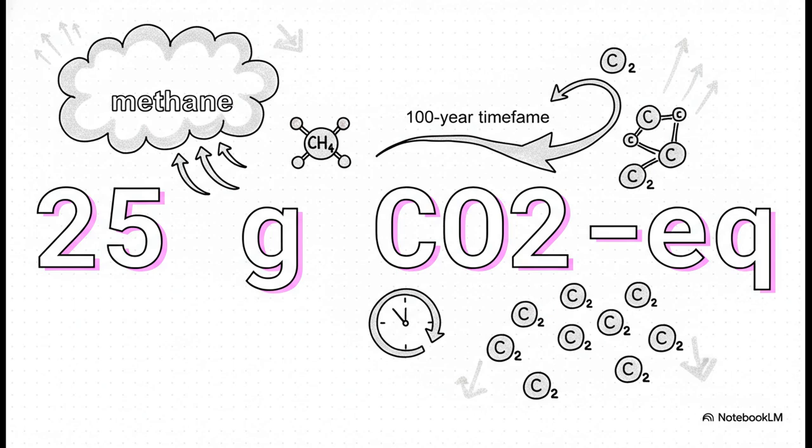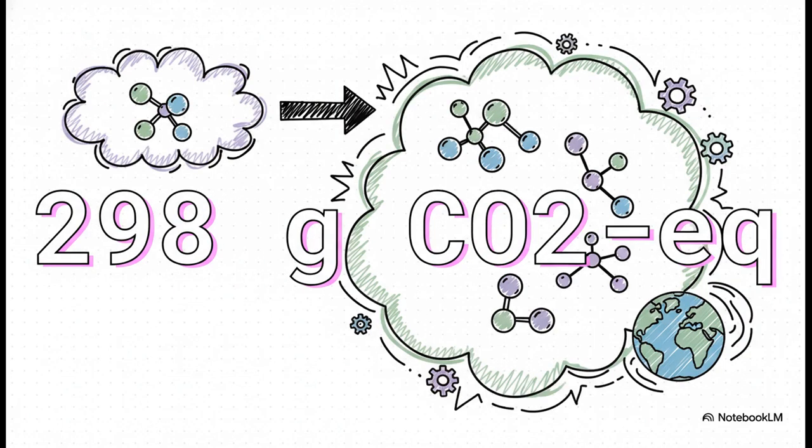So what do these factors actually look like? Well, for methane, its characterization factor for global warming, measured over 100 years, is 25. What that means is that 1 gram of methane has the same warming effect as 25 grams of CO2. It's 25 times more potent. And then you have a substance like nitrous oxide, which is an absolute powerhouse. Its factor is 298. So releasing just 1 gram of N2O is like releasing almost 300 grams of CO2 in terms of its impact on climate change. You can see how these factors are absolutely essential to the whole calculation.